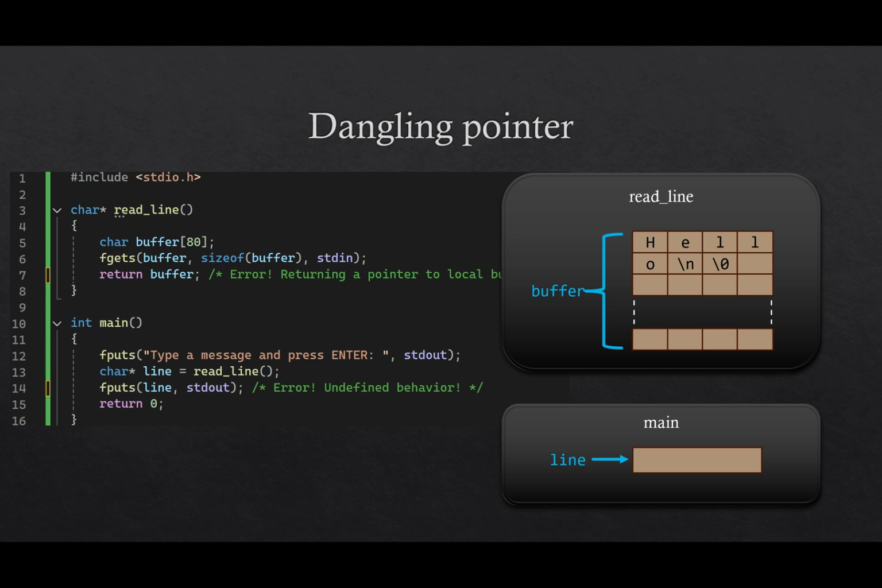So visually, I've just shown this as an array. The name buffer is bound to this array of characters. And I put in some dotted lines because I didn't want to show 80 little boxes on the screen.